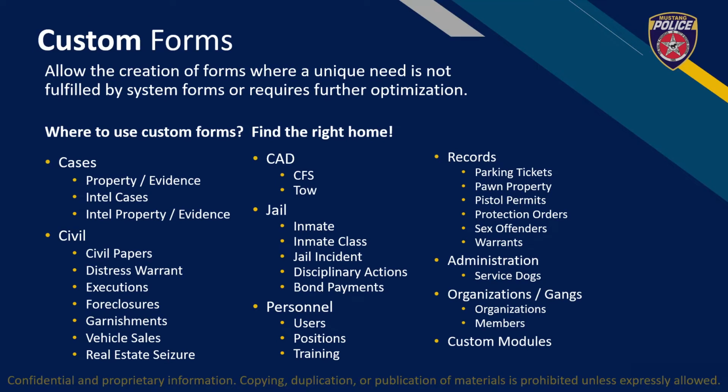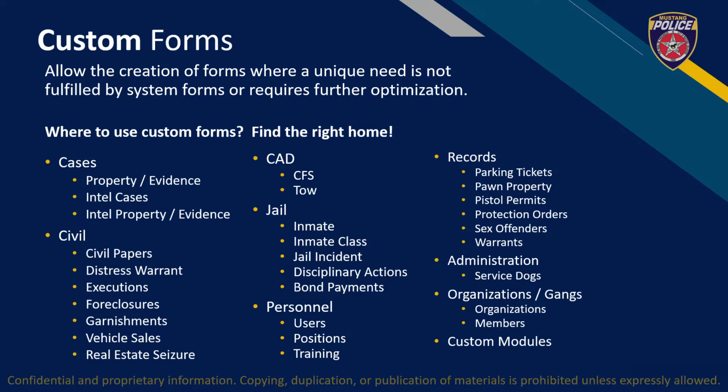So when we look at forms, the forms allow the creation where a unique need is not met by those system forms, as we discussed, but further optimization is needed for some specific component. So when we think about forms, you've got to find the right place for it. So obviously our main home, probably for most law enforcement, is going to be either cases or CAD, CFS. But think about this. Depending on if you need it for civil, for jail, for personnel, for records, administration, organizations and gangs, and custom modules, there's a certain value set that's going to be available with that data that's not in the other. A lot of information that's going to be in cases is not going to be available in CAD.